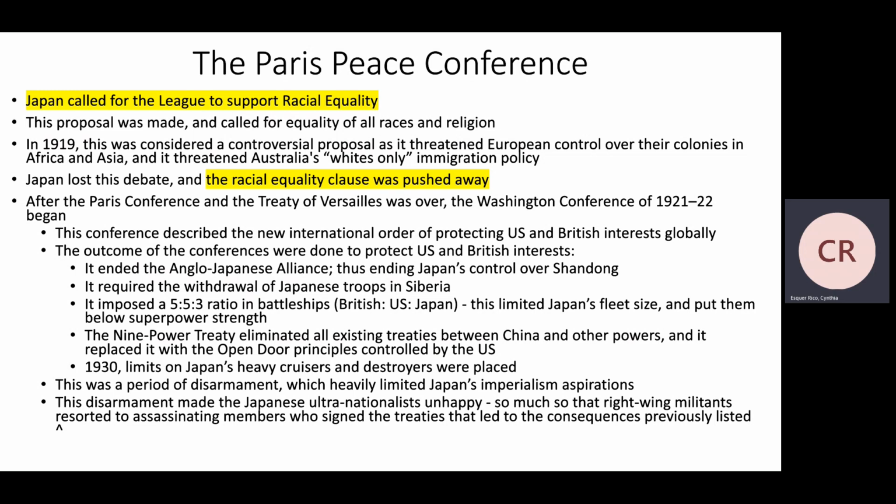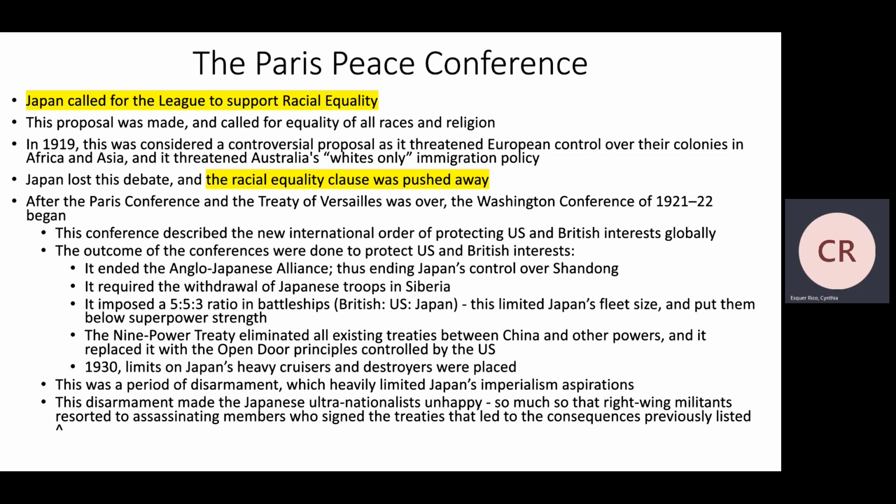It was very controversial, as it threatened European control over their colonies in Africa and Asia and threatened Australia's whites-only immigration policy. So the idea of calling this out and saying, hey, what if we are not racist and what if we treat everybody as equal, would mean that the British and France, who have all of these colonies in Africa, would have to give them up, right? And all of these segregation laws and Jim Crow laws that exist in the United States would also have to be called out, right? Obviously, Japan lost this debate. The racial equality clause was pushed away, and like, nope, nope, nope.